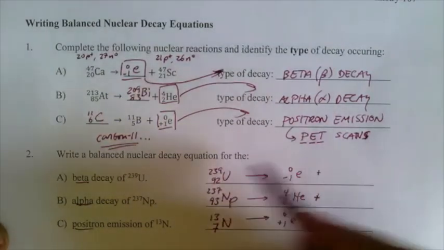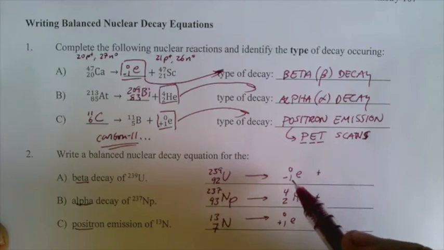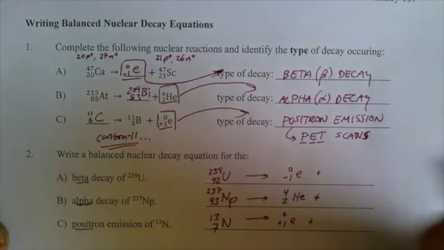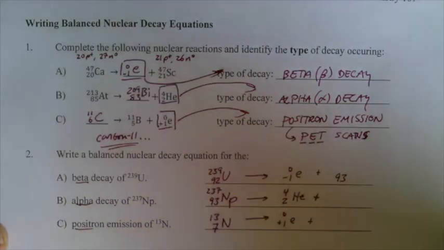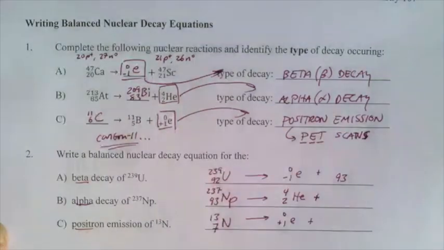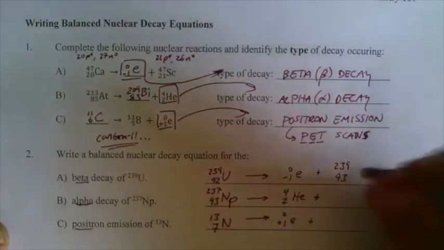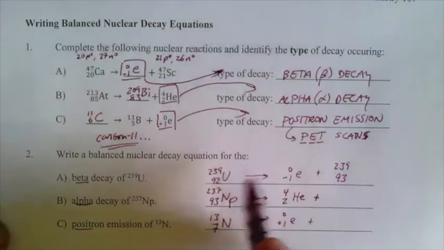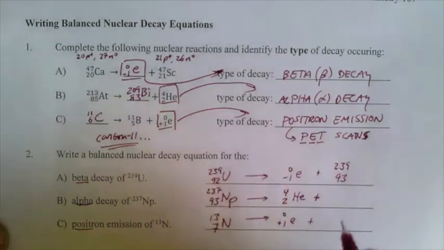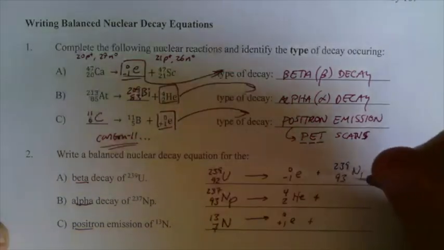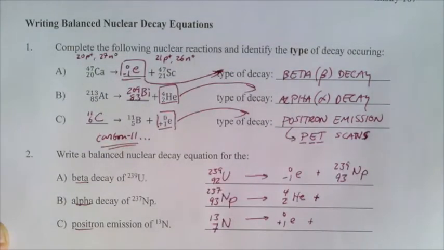So in this case here, I need something that I can subtract 1 from to get 92. So this would have to be 93, excuse me, as its atomic number. 239 still as its mass number, because remember, beta decay doesn't change the mass number. It simply flips a neutron into a proton. And this would in fact be neptunium right here.